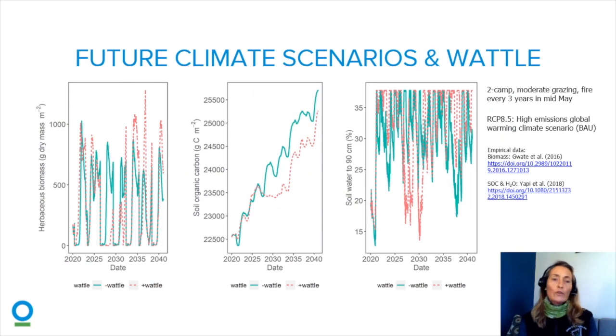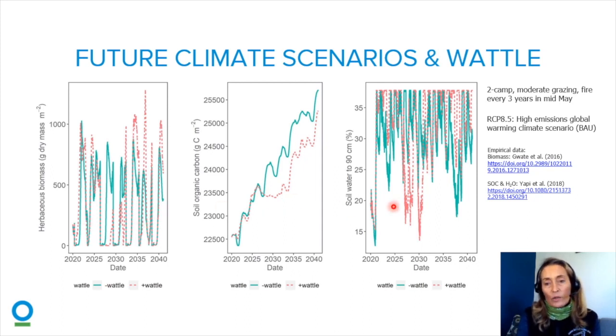Now I want to show you some preliminary wattle findings. If we look at one of these planned graze scenarios, for example the two-camp moderate grazing and fire, and we apply a business as usual future climate scenario, my colleague Mustafa, using the Spaxis model, has had a look at herbaceous biomass without wattle, that's the blue, or with wattle, that's the pink. And he finds a variation within years.